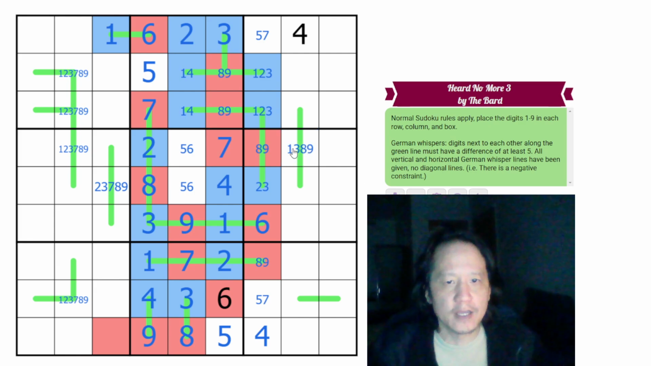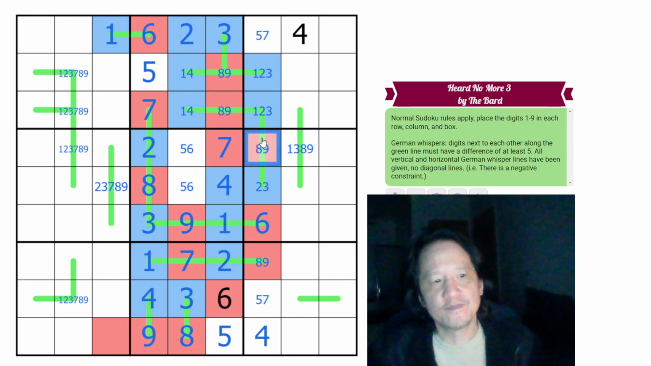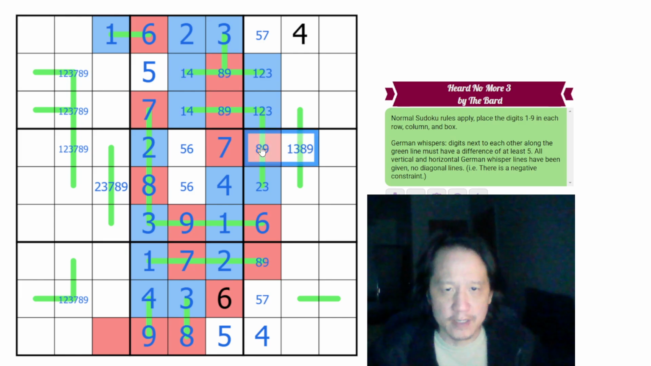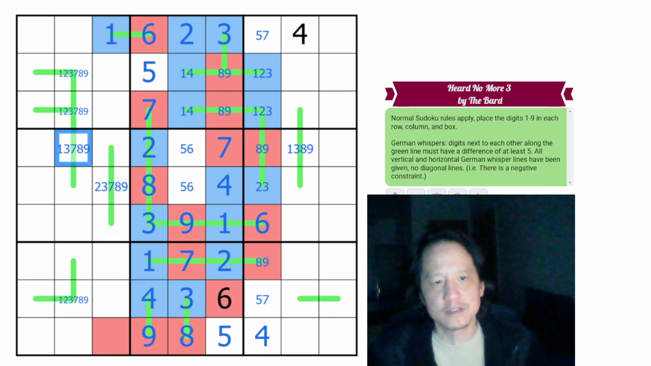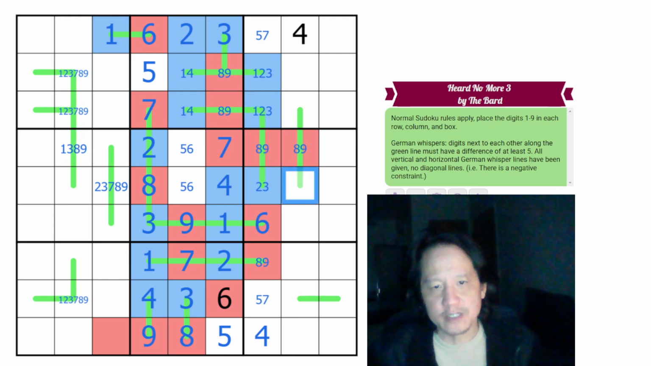This obviously can't be a low either. If this is a low, 1 or 3, that's 5 away from this cell, and there would have to be a German whisper line next to it, but obviously there isn't. So therefore, this cannot be low. This has to be high, which makes this a low and makes this a low also. This can't be 7.